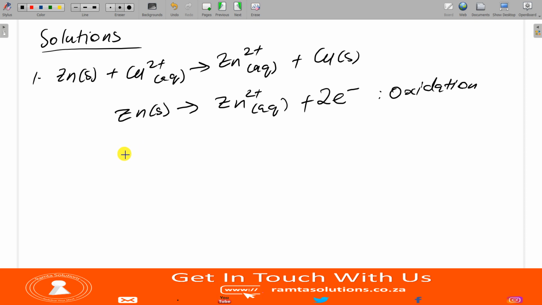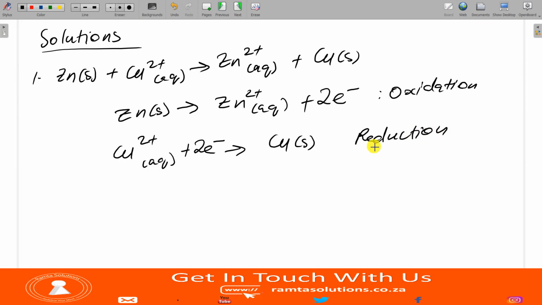Now let's look at the copper. Copper 2 plus aqueous, plus copper solid. The copper atoms are balanced, but the charges are 2 and 0. So we need to add 2 electrons so the charges are balanced. As you can see, electrons are on the reactant side, so this is the reduction half reaction.